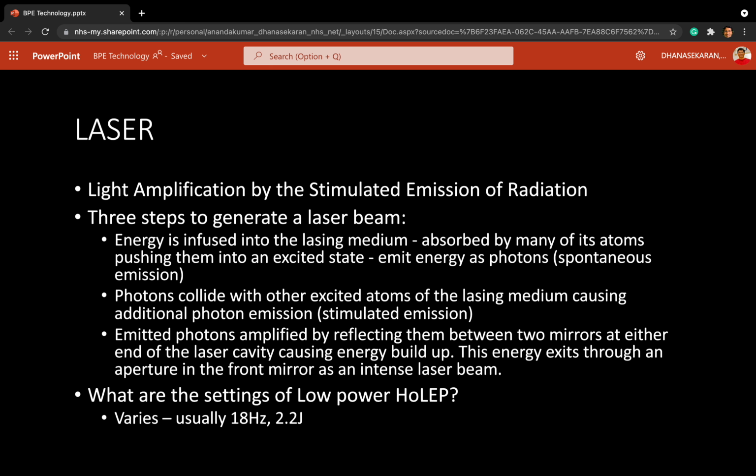Good. So this is how it's easy to frame the answer. If you know the keywords like spontaneous emission, stimulated emission, it's easy to bring it out. Very good. What is the setting for HoLEP?